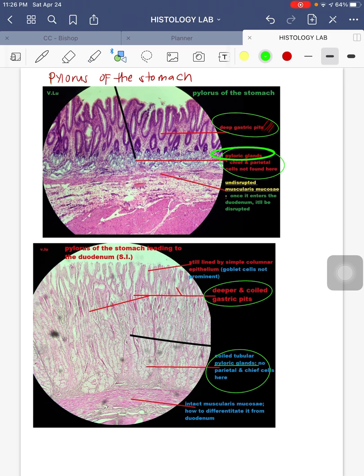They still have all the same layers, or tunics, or coats. They have the submucosa. They have their mucosa layer. And later on, if you scroll lower, you also appreciate the muscularis externa and the tunica serosa. But to differentiate them again, it's deeper pits, and there are no chief cells or parietal cells in the pylorus of the stomach. Functionally, they aid more in producing mucus.